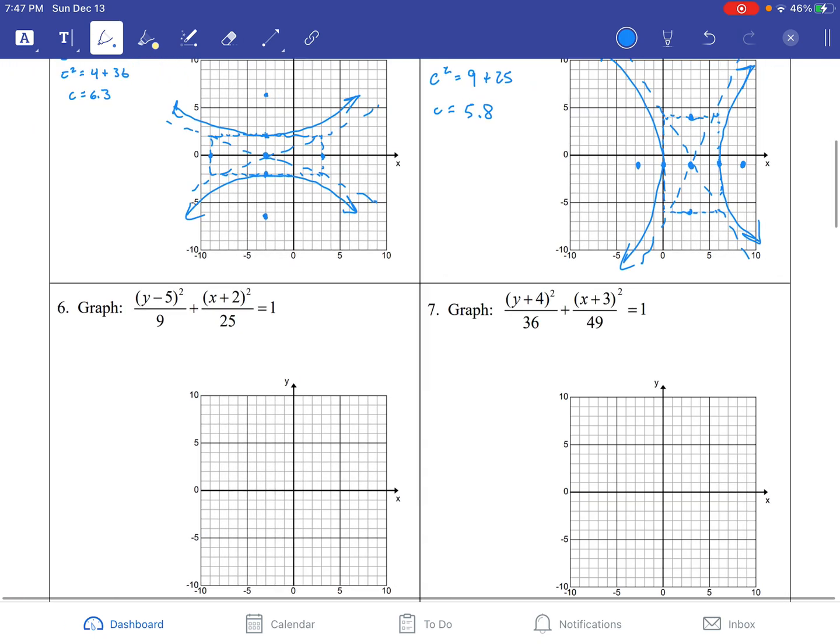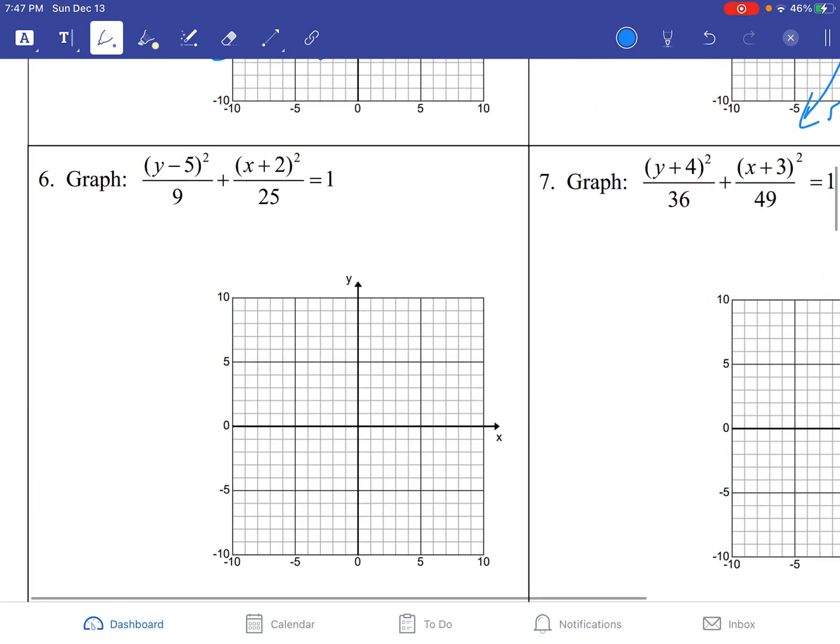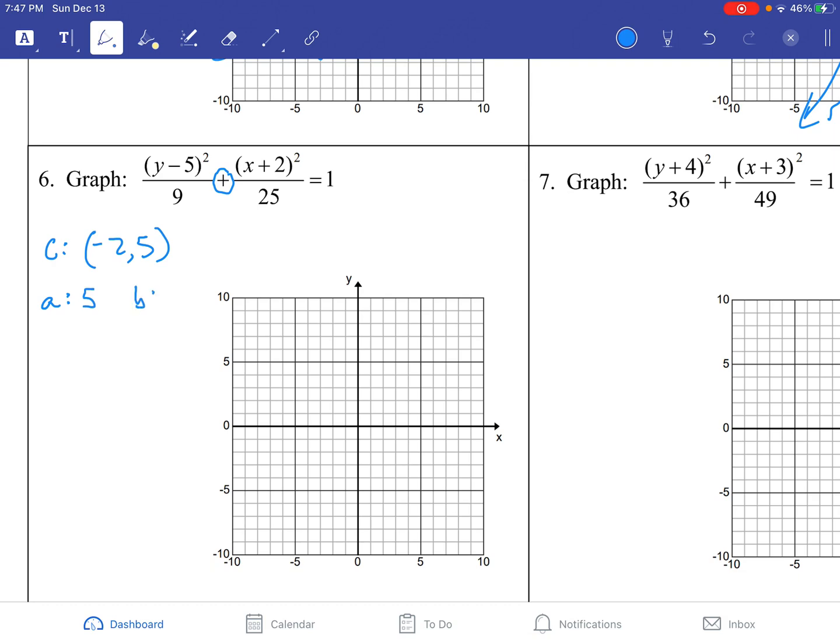All right. Next, this is going to be an ellipse, and I know it's going to be an ellipse because there's a plus sign between the two. So it's very similar to the last hyperbola. A lot of times people get them confused. So the center is going to be h, k. I've got -2, 5. My a value in this case, on an ellipse, the a value is always bigger, so that means it's 25, which means a value is 5. B is going to be 3.